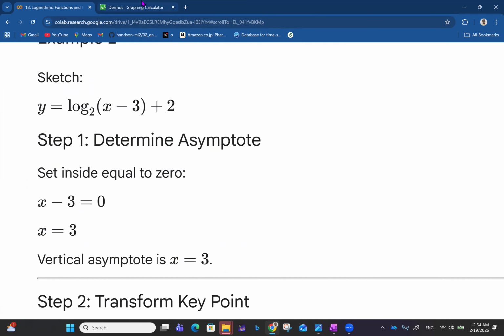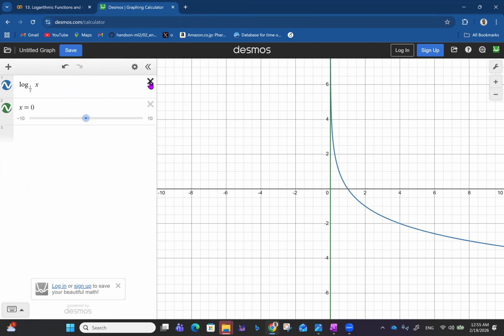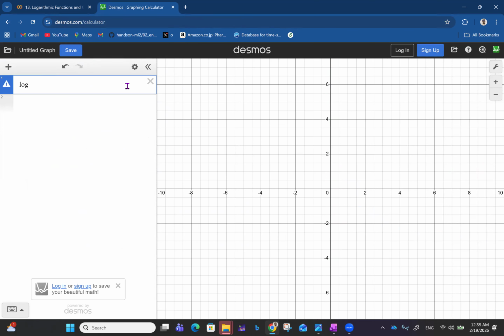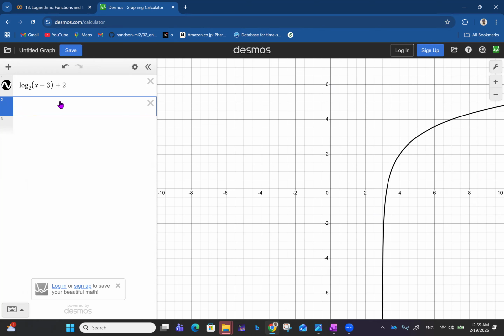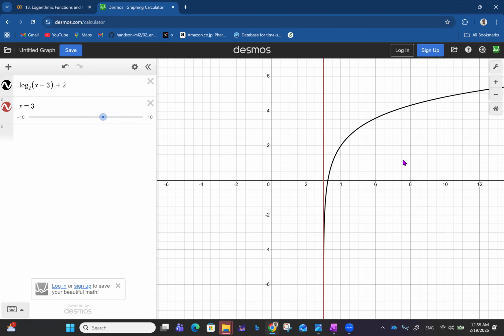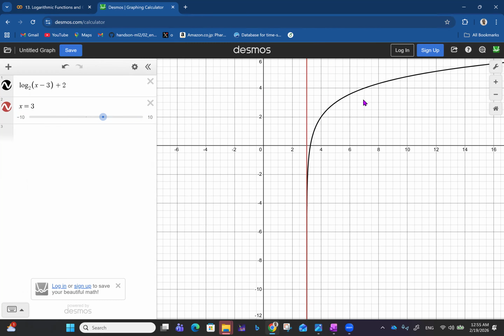Log of (x minus 3) to base 2, plus 2. Okay. So we see the asymptote is x equals 3, as you can see. x is equal to 3. So that's the asymptote. It's going towards it, but it doesn't ever get there. So let's see what happens.